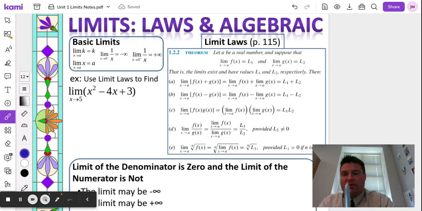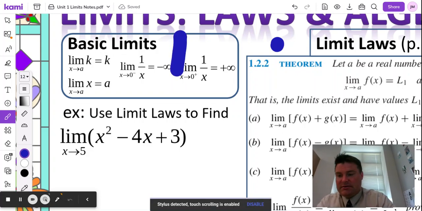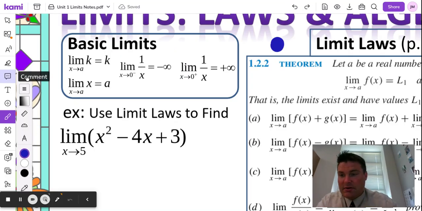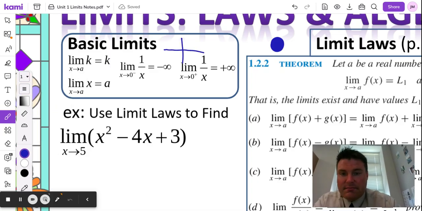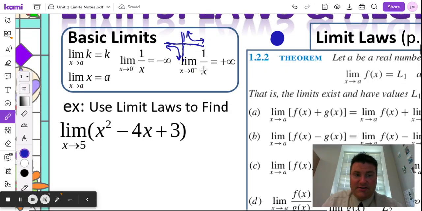I do real quickly want to draw out what this 1 over x looks like. Oh, there we go. So we got asymptotes right here on the x and the y axes. So this is what 1 over x looks like. And you can clearly see as we go just left of 0, we're approaching negative infinity. If we go just right of 0, we're approaching positive infinity.